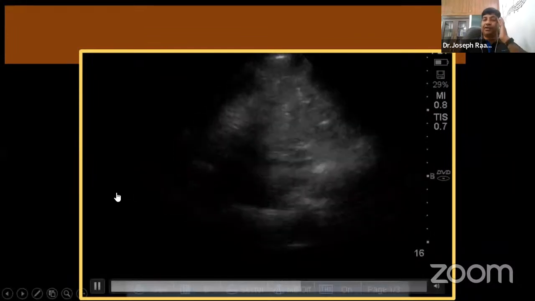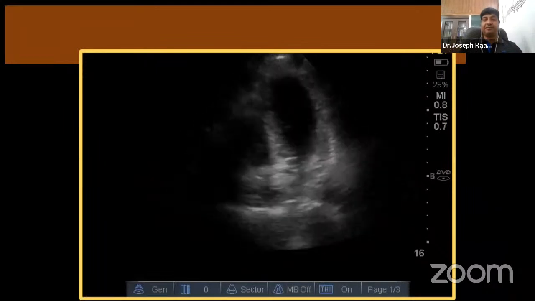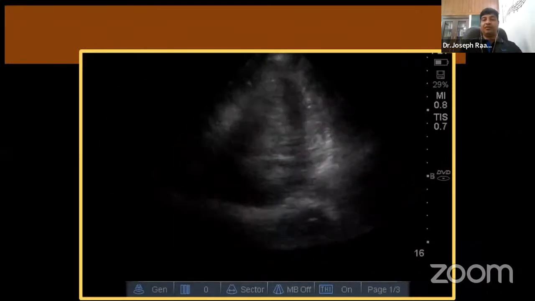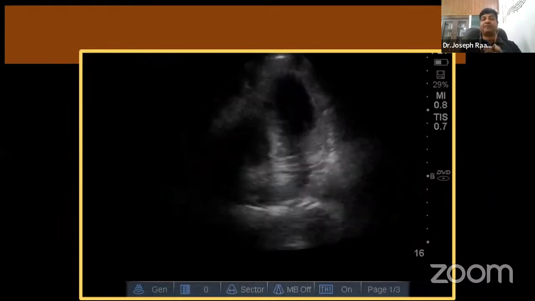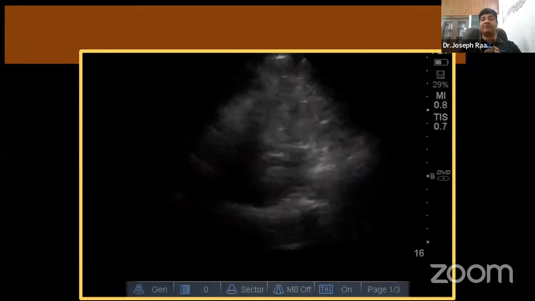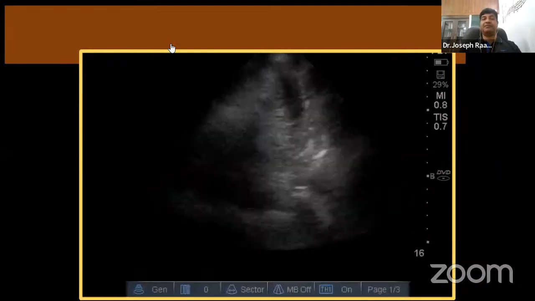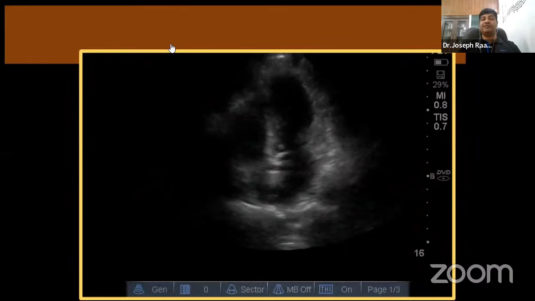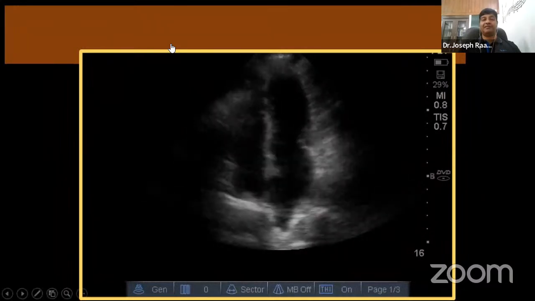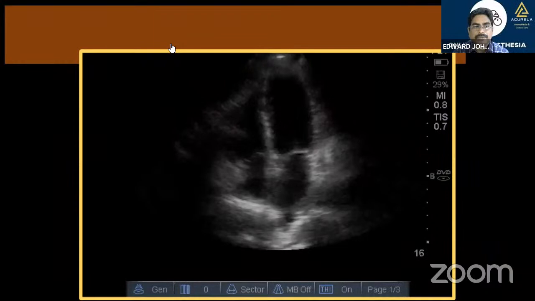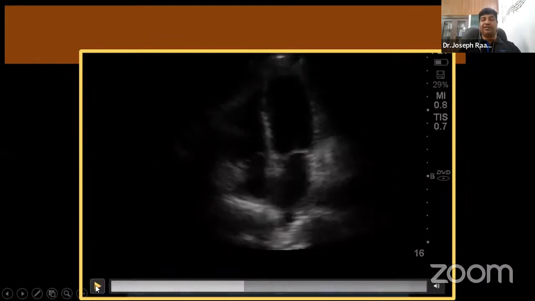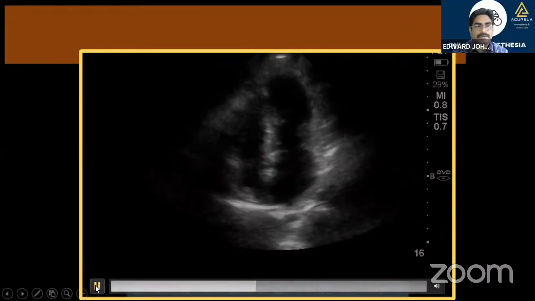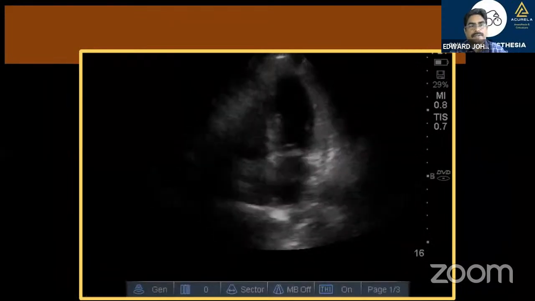Are you able to find out the abnormality by this time? What is this view and what is the abnormality in this? Typical four-chamber view, yes, good. If I open the chat box, the video is getting stopped. Someone typed tamponade.